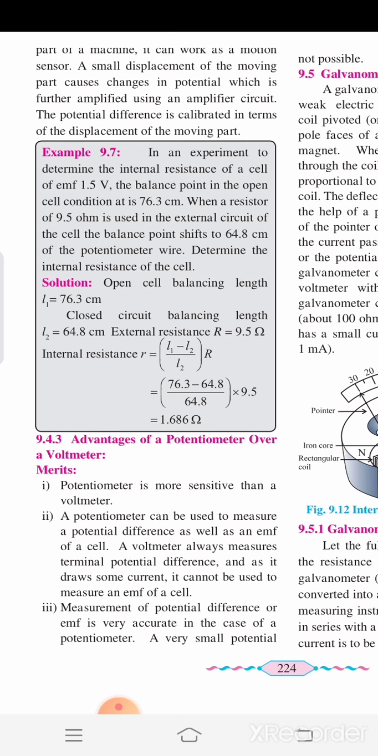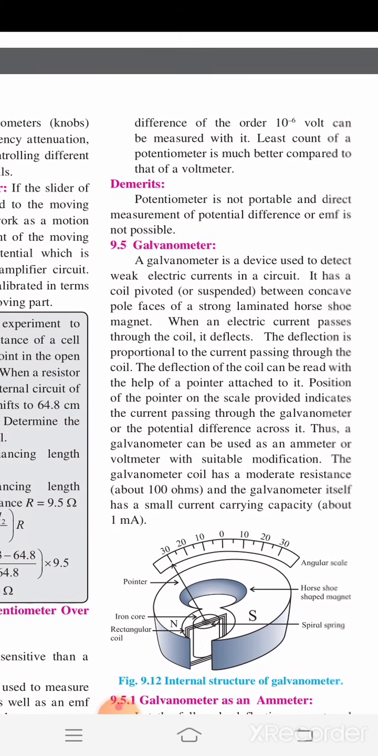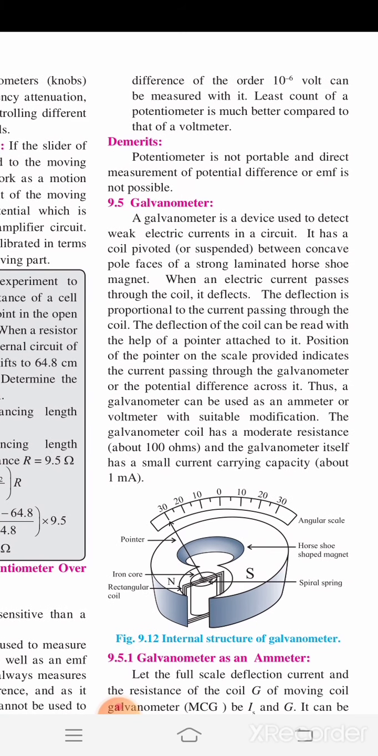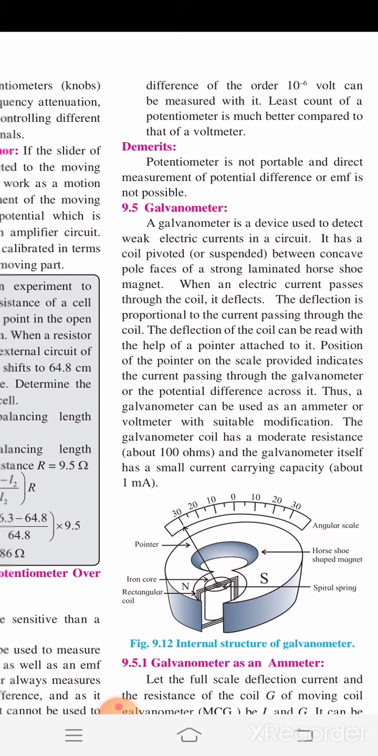The third merit is that measurement of potential difference or EMF is very accurate in the case of a potentiometer. A very small potential difference of the order of 10 raised to minus 6 volt can be measured with the help of a potentiometer, which is not possible with a voltmeter. Means for accurate measurement of potential difference, we use only a potentiometer, not a voltmeter.